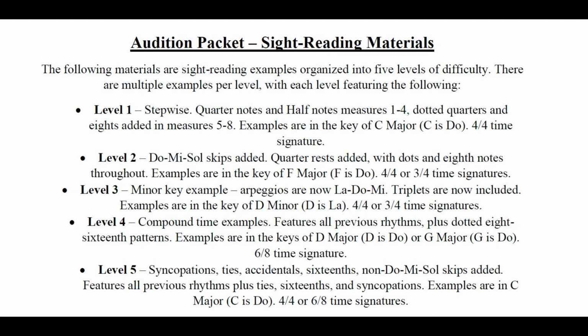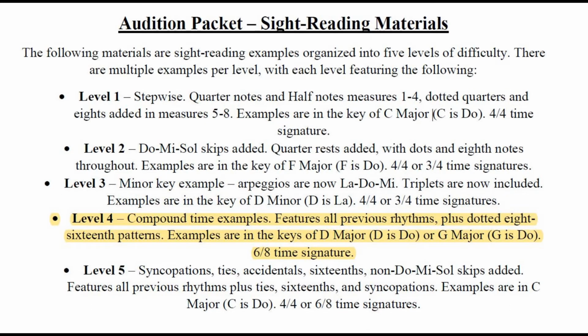So let's start by looking, of course, at our guidelines for Level 4. As you can see, like we just talked about, this is the compound time example. All of them are in 6/8, maybe 9/8, maybe 12/8, but I'll tell you the audition excerpt will be in 6/8. It's not going to be anything more complicated than that. It features all of the previous rhythms of the other examples, but it also adds dotted 8th, 16th patterns. The examples are in the key of D major or G major, so either D is Do or G is Do. And of course, it's in 6/8 time signature.